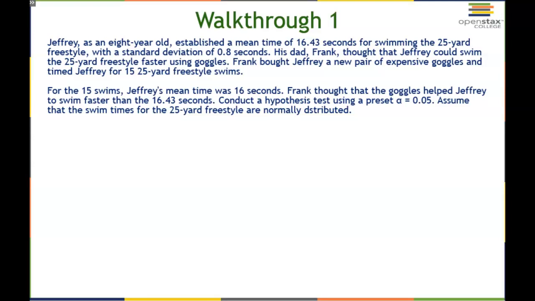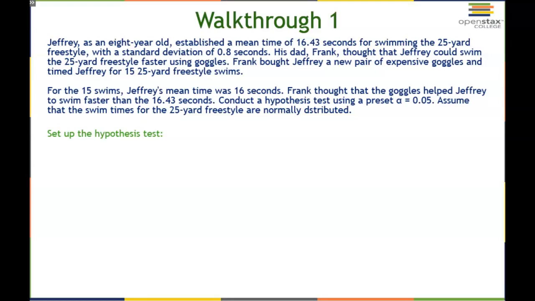For the 15 swims, Jeffrey's mean time was 16 seconds. Frank thought that the goggles helped Jeffrey swim faster than the 16.43 seconds. Let's conduct a hypothesis test using the preset alpha equals 0.05, and we're going to assume that the swim times for the 25-yard freestyle are normal. The first thing we really need to do is set up our hypothesis test.